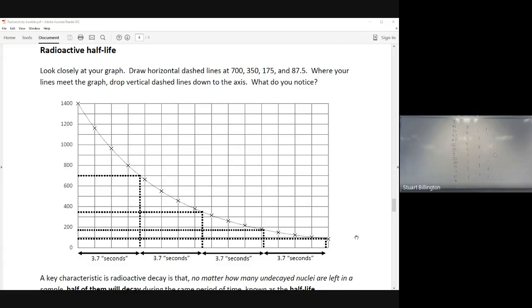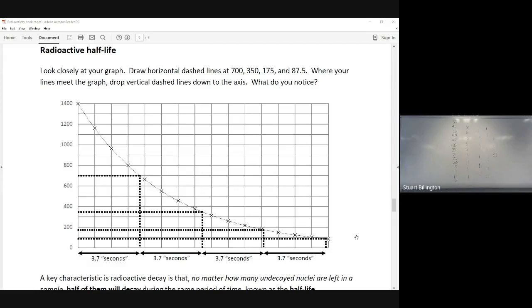So half of 1,400 is 700. So I've drawn a dashed line going across from 700 until it hits the graph. And then I've dropped it down onto the throws axis or the time axis. And I've asked, how long did that take? And reading from the graph, it took 3.7 throws on average. So somewhere between 3 and 4 throws for half of the dice to go away.